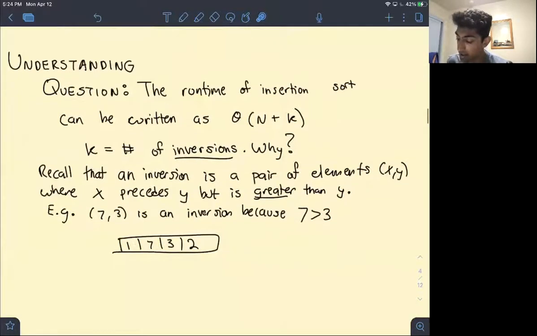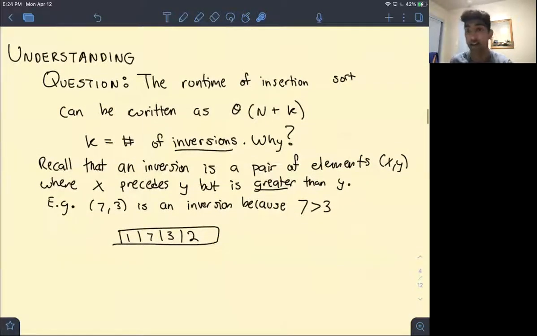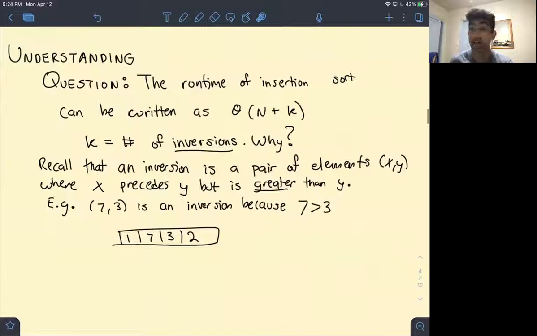Okay, so let's finish this off with a quick understanding question. The runtime of insertion sort can be written as theta of n plus k, where k is the number of inversions. And the question is, why is this the case? Well, let's first recall what an inversion really is. Recall that an inversion happens when we have a pair of elements, let's call that pair x comma y, where x precedes y. What this means is x is earlier than y, but is greater than y, okay?